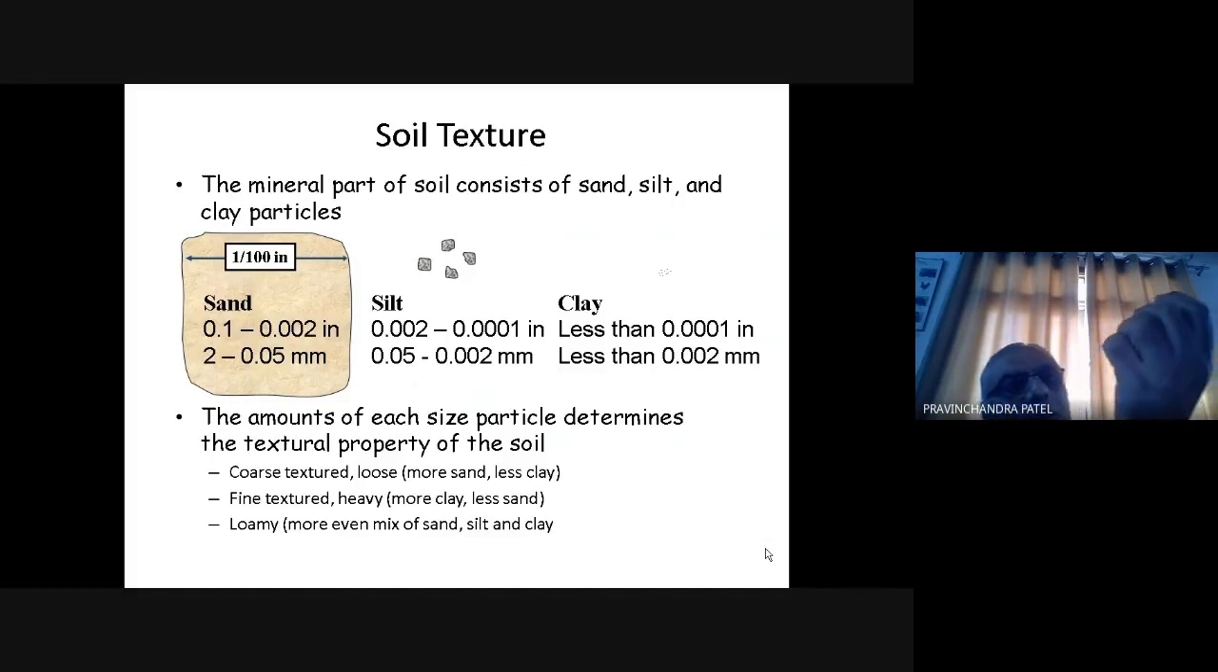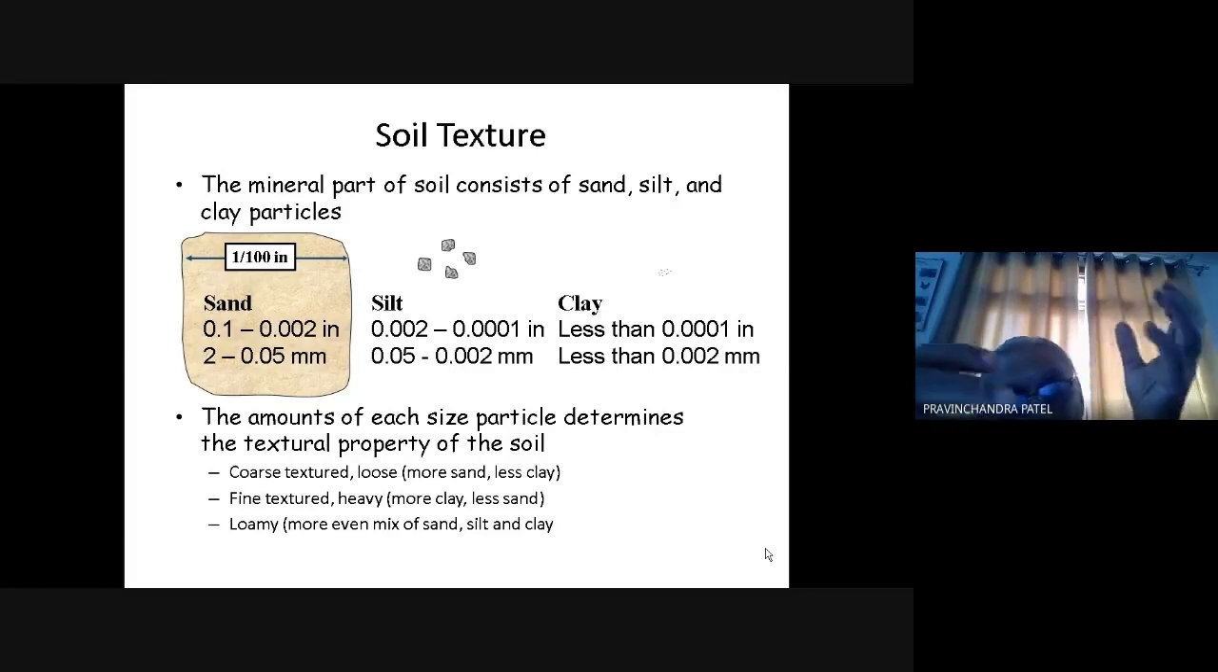Then we have talked about soil texture. So in texture, we are seeing the size of the soil separate or soil particle. So the mineral part of the soil consists of sand, silt, and clay particles. So here you can see the sand, silt, and clay. So here they have given the size of the particles or soil separates. The amount of each size particle determines the textural property of the soils.